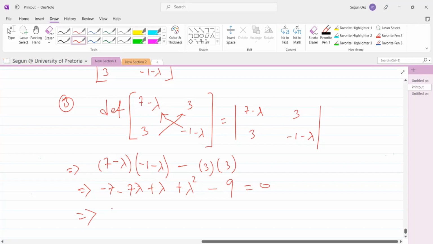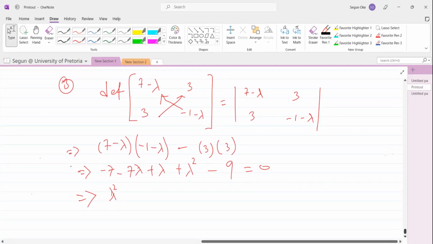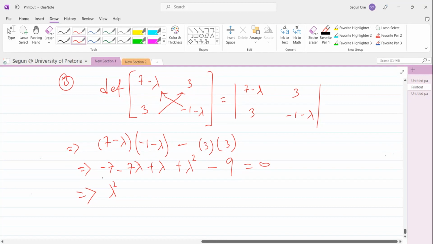We can rearrange this by saying, let's bring the square front according to the law, quadratic. You know, this is quadratic now. We have lambda squared, minus 7 lambda plus lambda, minus 6 lambda. We have minus 7 minus 9, minus 16. Everything equals to 0.